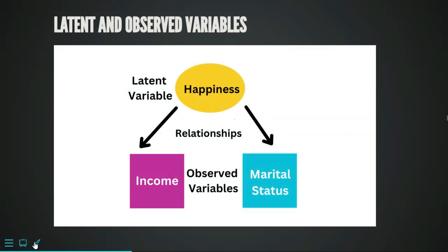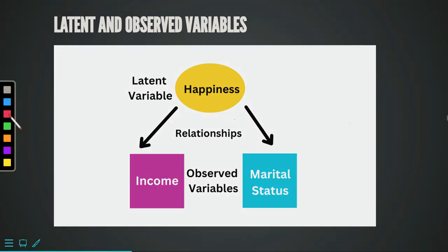In this diagram, you can see our variables. Our latent variable is happiness, and our two observed variables are income and marital status. The arrows flow from happiness to the two observed variables, income and marital status.